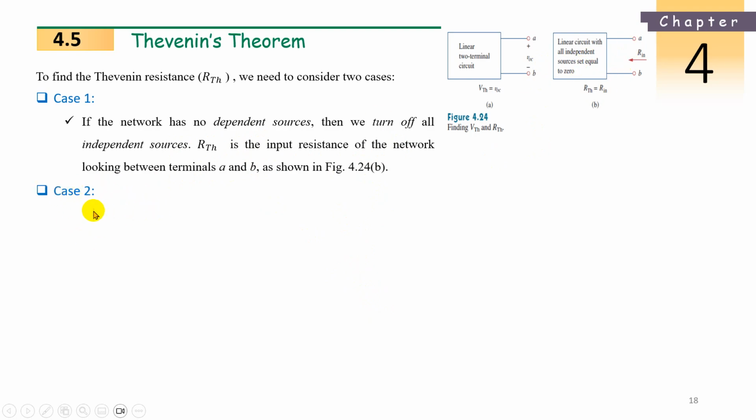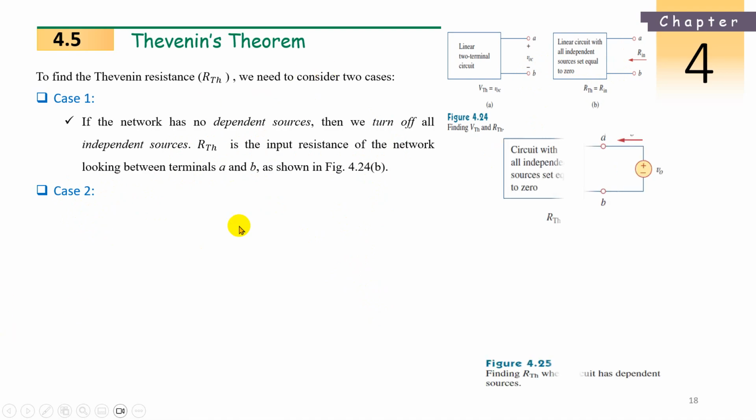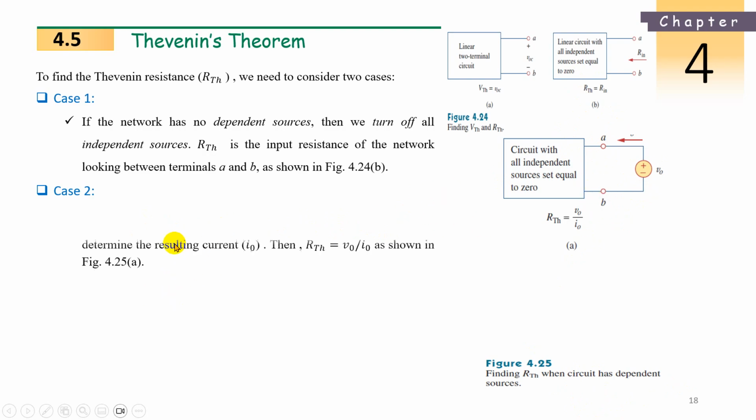Let's go to case 2. What do we have to do? If we have a dependent source, the problem will come. So what do we have to do? If we have a dependent source, then we have to apply some voltage or current to these terminals A and B. Then we can find the equivalent resistance.